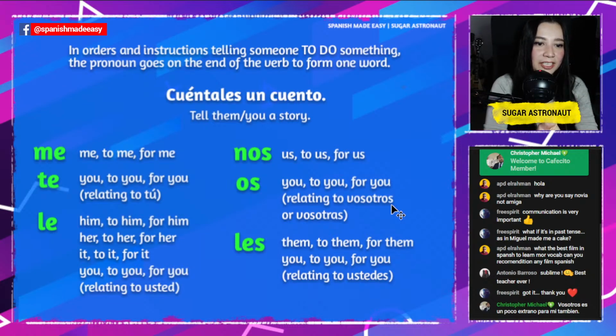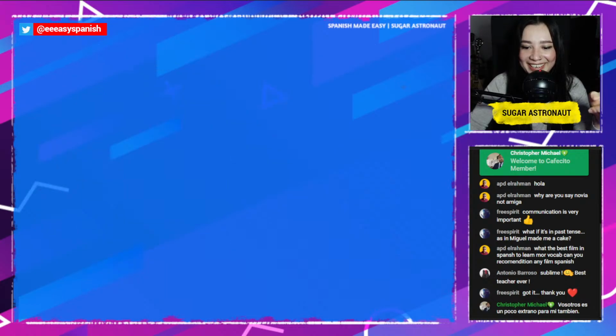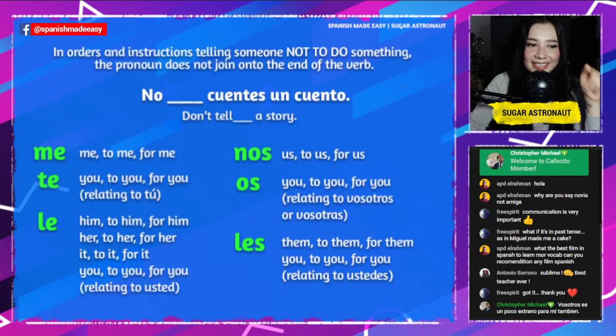And yeah, in this situation, that's when you are telling someone what to do, okay? So it's a positive command. But let me tell you that there's more. If you want to tell someone not to do something, so the opposite of the positive command, we're saying don't do something, okay? Then it's something different. You cannot make it one word. You need to place the pronoun, the indirect object pronoun, before the verb, okay? So keep that in mind.